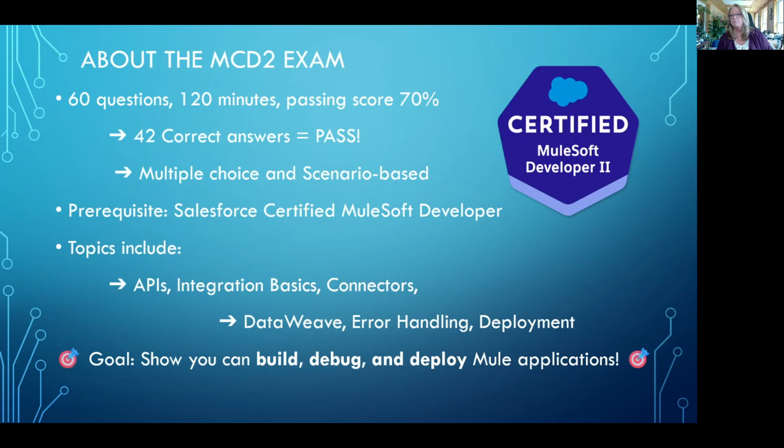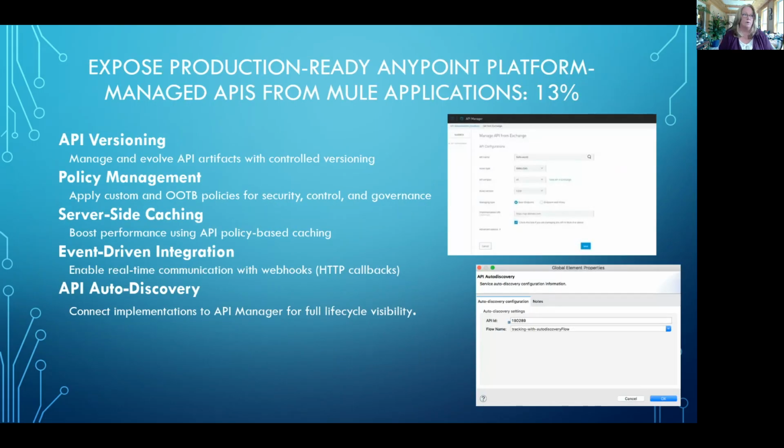And as we look at each of these categories, this is now a breakdown of each of these objectives. The objectives in the first part are to expose production-ready Anypoint Platform managed APIs from Mule applications. This is the life cycle of our API. There would be versioning involved here, policies, server-side caching, so we could get familiar with that, event-driven integration, and API auto-discovery.